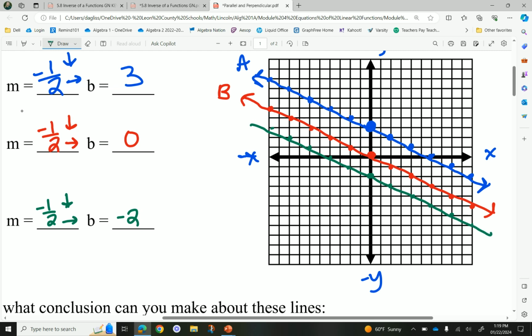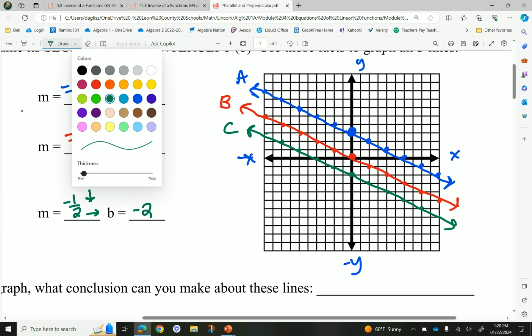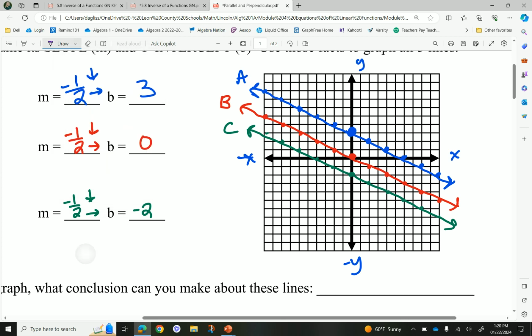So here is line C. So looking at my lines, what can we conclude about them? What do you think? Okay, they're close. Ooh, they are. How do you know they're parallel? They're lined up. They're never crossing over, right? These are all parallel lines.